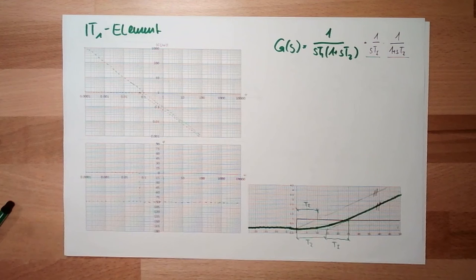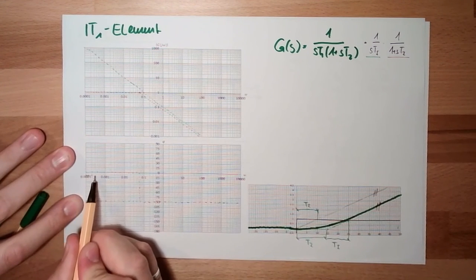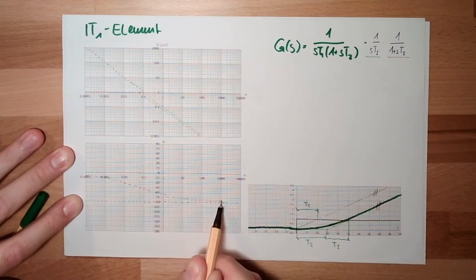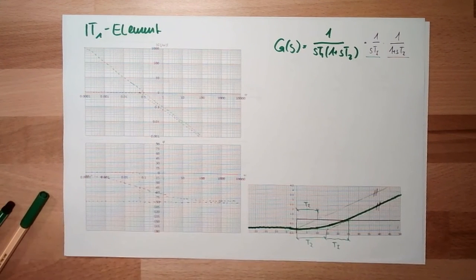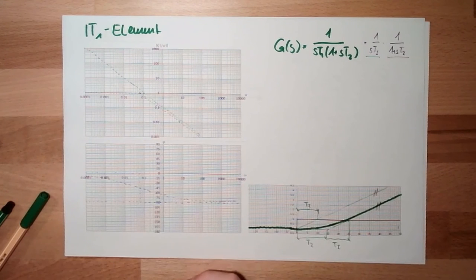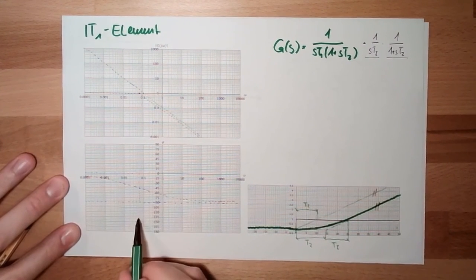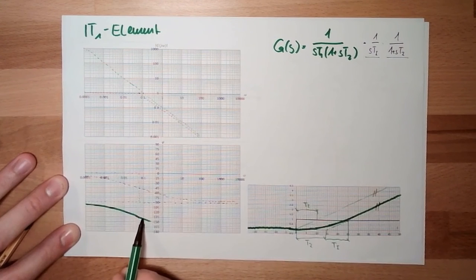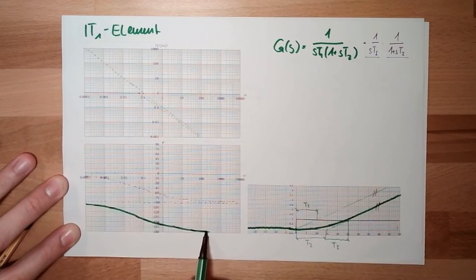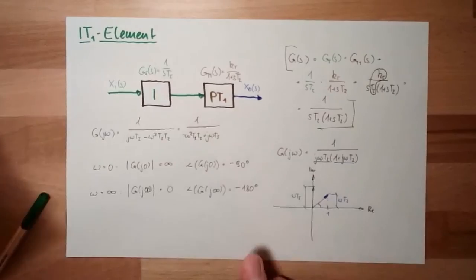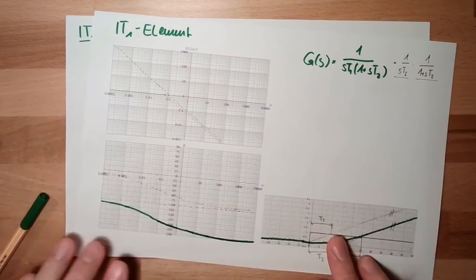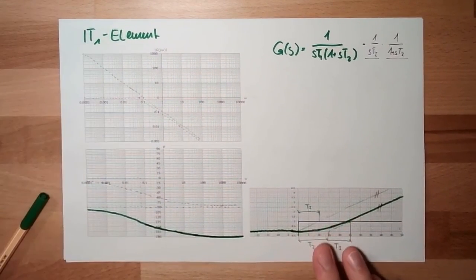So, from the PT1 part, we got this. And from the I part, we are adding minus 90. So, in total, we end up here at -135, and we will look like this. And end up here at -180. Okay. This was what the math was also telling us. -180 and -90. -90, -180. Just by overlaying those two elements. Okay.